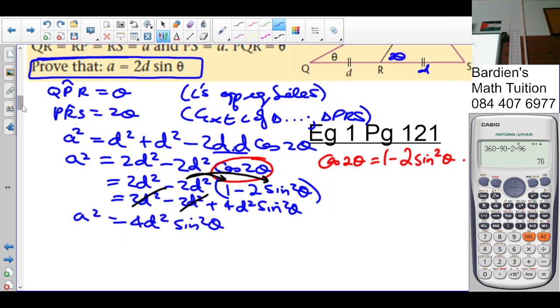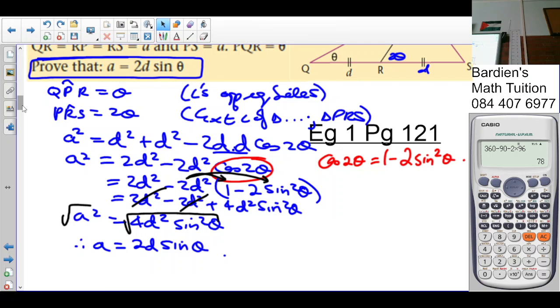Now what? Square root. Normally when you go square root, it's plus minus. But length can't be negative here. So therefore, a is equal to square root of 4 is 2. Square root of d squared is d sine theta. And we have proven what they were looking for.